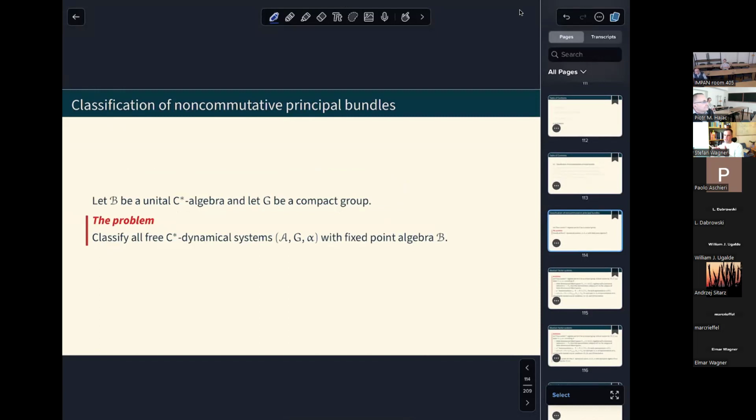You start with the base, a unital C-star algebra B, and the structure group G. And you would like to classify all free C-star dynamical systems with the structure group G, which have fixed point algebra B.